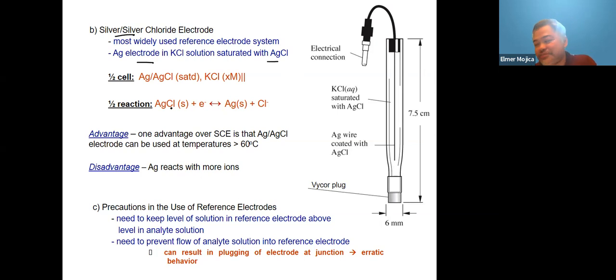So if you're going to look at the half cell reaction that happened here, okay, so this is the reduction of a silver ion to solid silver. Now, the advantage of this silver chloride electrode compared to the saturated calomel electrode is you can use it even at high temperature. Remember in the previous slide, as the temperature increases, yung potential ng SCE nagdi-decrease. Okay? Now, although it has that advantage, meron din tong disadvantage. Okay? Silver would react with more ions.